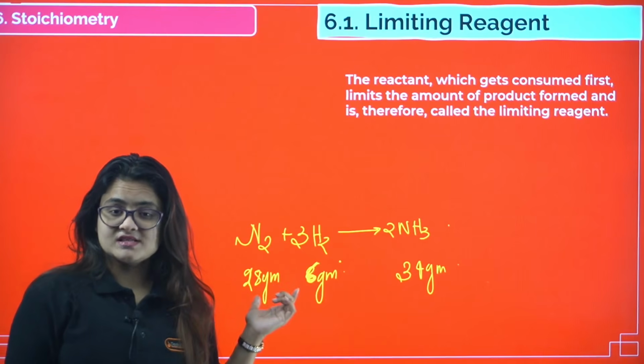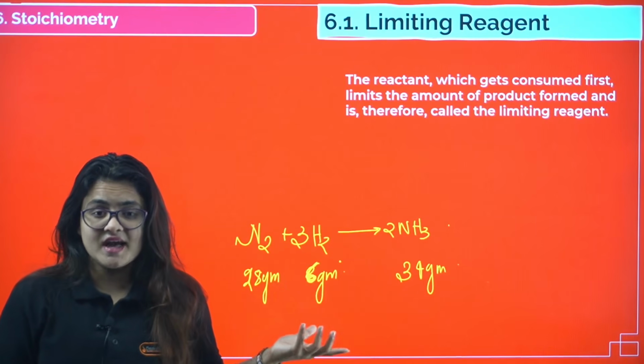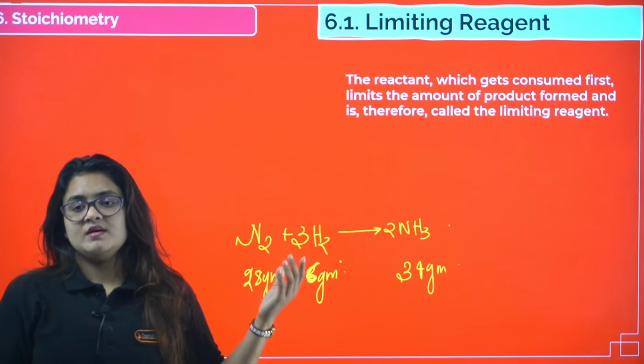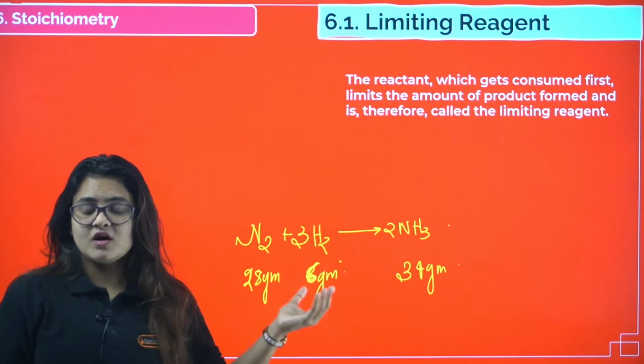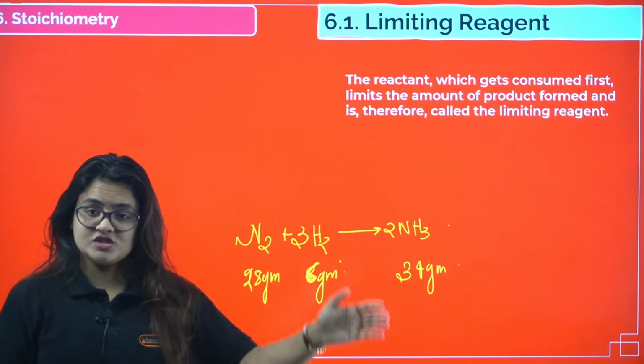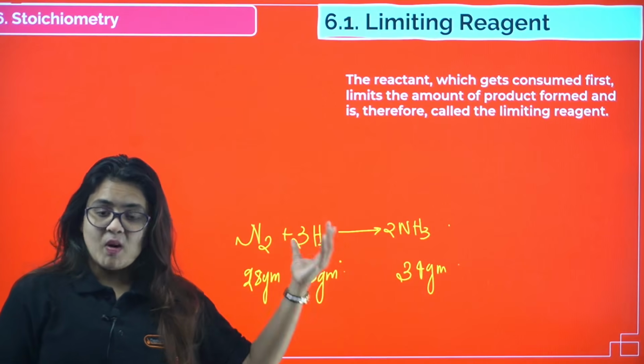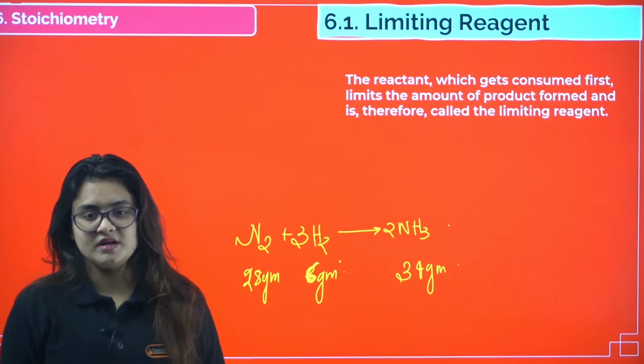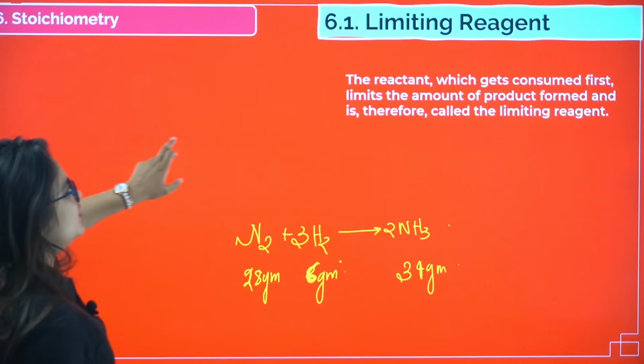Though I am having excess nitrogen, the excess nitrogen can't react, because it is not having hydrogen. So because of the limiting supply of hydrogen, the reaction is getting stopped. So the amount of hydrogen decides the product that will be formed out of it. This is the limiting reagent. I guess it is clear to you.